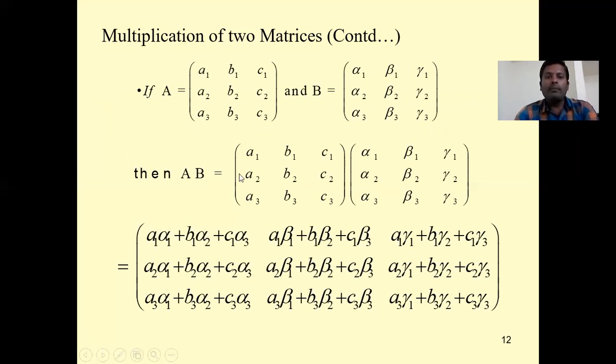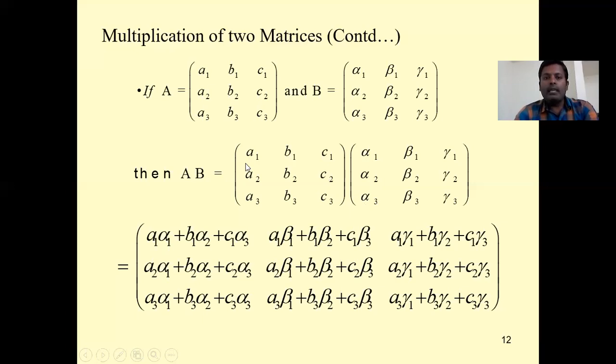We have to apply the first row and first column. You observe here, first row and first column. Then how can we do the multiplication? A1 into alpha 1, plus B1 into alpha 2, plus C1 into alpha 3. The first row and first column is completed.